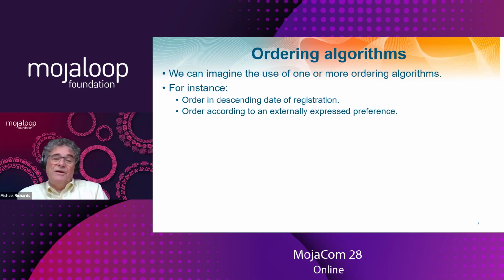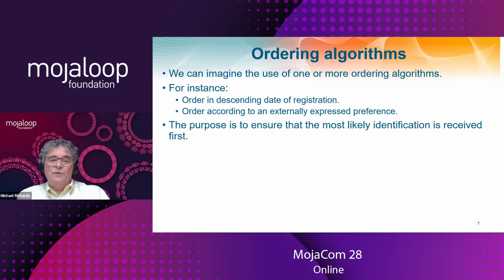We could also order according to externally expressed preference. So if there were, let's imagine, some third-party application which allowed some customers, possibly all customers, to express a preference between their accounts at different DFSPs, then an ordering algorithm could consume that information and apply it when we were actually trying to do something in the Moduloop system. But the purpose of this really is to ensure that the most likely identification is received first.